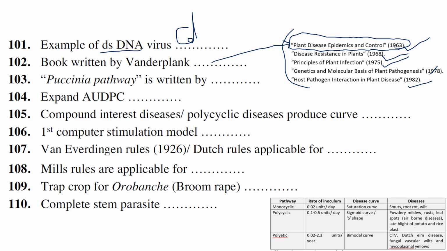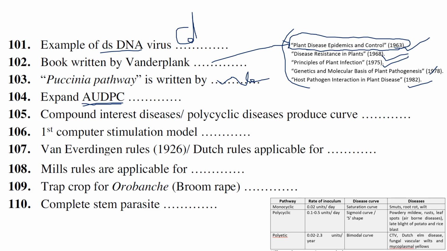The Puccinia pathway was not written by, it's given by, right? Nagarajan and Joshi gave the Puccinia pathway. The Indian stem rust rules were given by Nagarajan and Singh 1975, whereas the Puccinia pathway was given by Nagarajan and Joshi. Expand AUDPC.